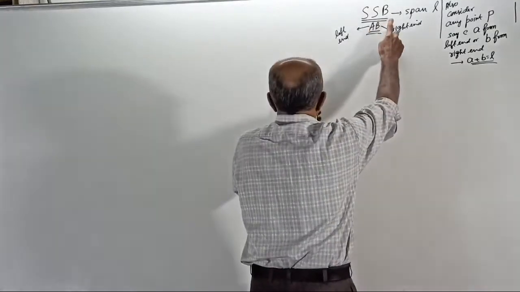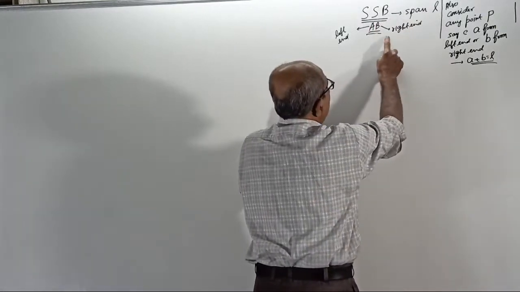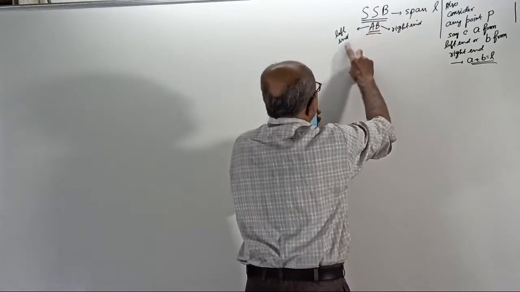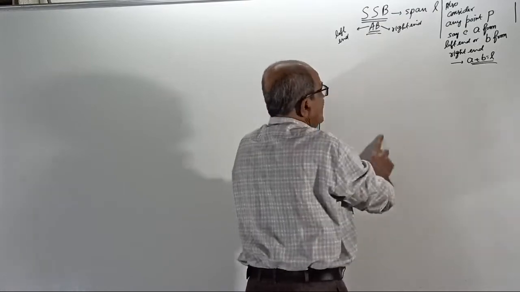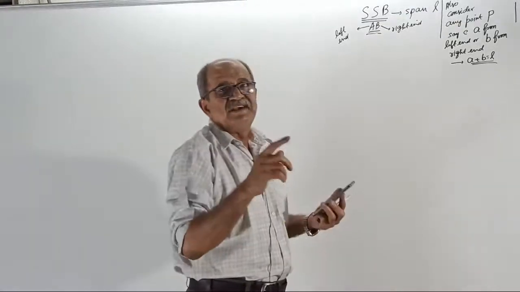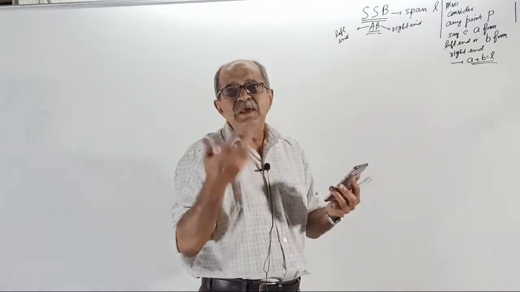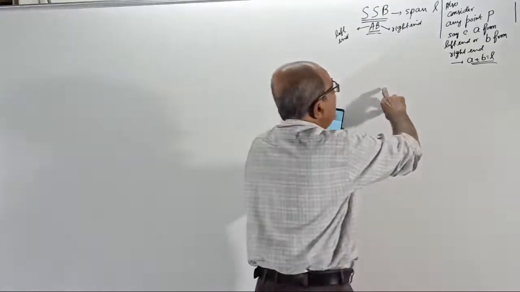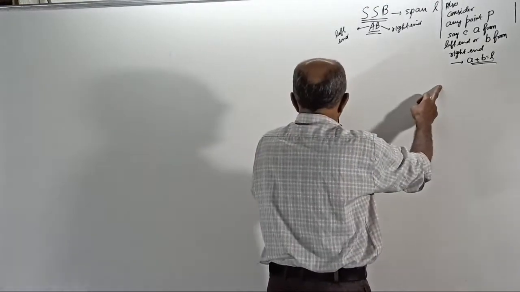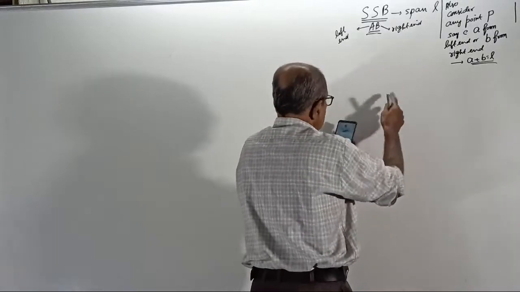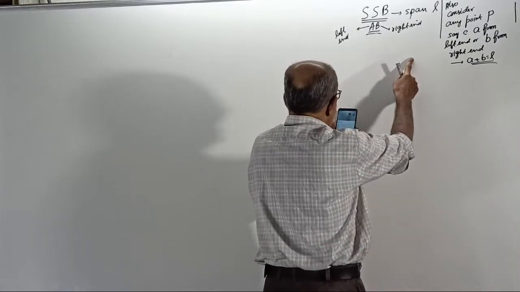What did I write? Simply supported beam, span L. AB is the beam name. A is the left hand. B is the right hand. Also consider any point P in the member somewhere in between, anywhere, which is at a from the left hand, b from the right hand. Visible now? What all I wrote? Fully visible?